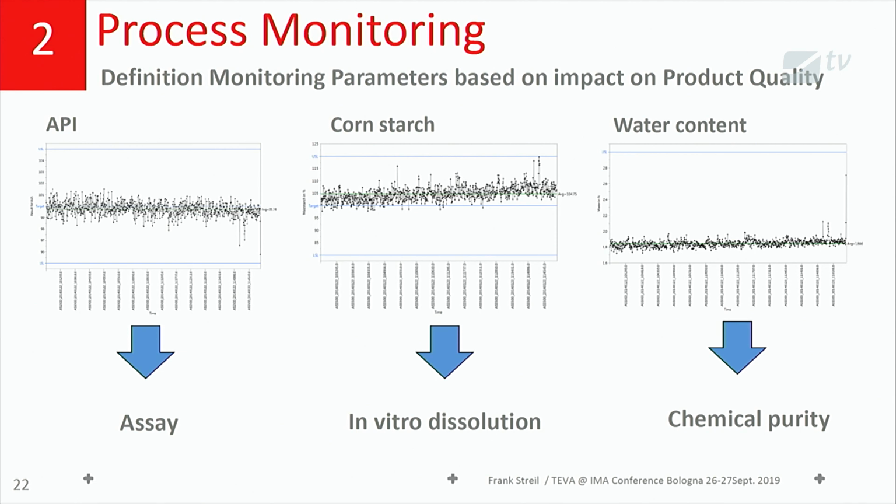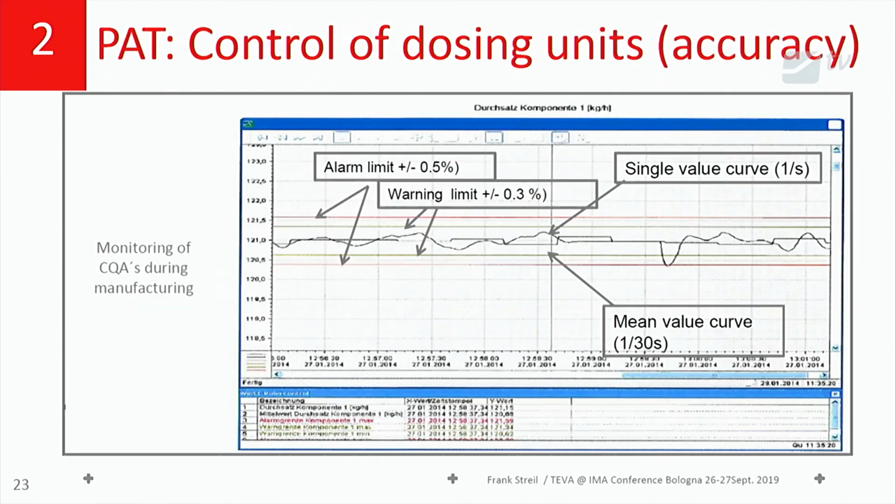So if you just look at this graph here, we are generating data, for example, for API and starch and water content, because we know their impact on the critical quality attributes. Then it's good to have this data, but what are you doing with this data, and how do you handle it, and what are you doing if you have some outliers? Is this already a deviation, or does this have to be handled maybe as a CAPA, or is it without any impact? So all these investigations need to be done, and therefore it is very important to set specifications for reacting on those data, and to interlink this with the control system. And here is an example for the control of our dosing units, and it's quite similar for the PAT installation.